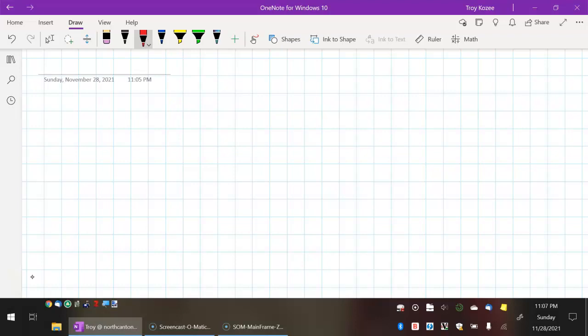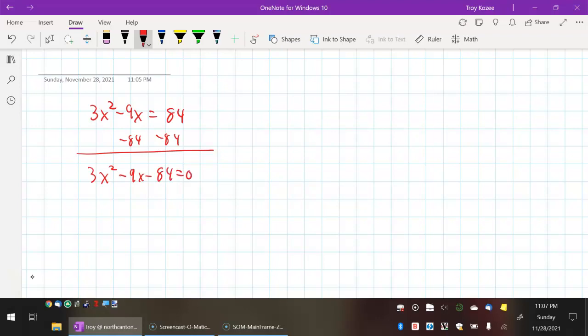So let's start out looking at 3x squared minus 9x equals 84. Okay, so our first step is we need to get everything to one side, so minus 84 equals 0. When you factor, always first thing, look to see if you have a GCF, because if you have a GCF, your life gets easier. And here we do.